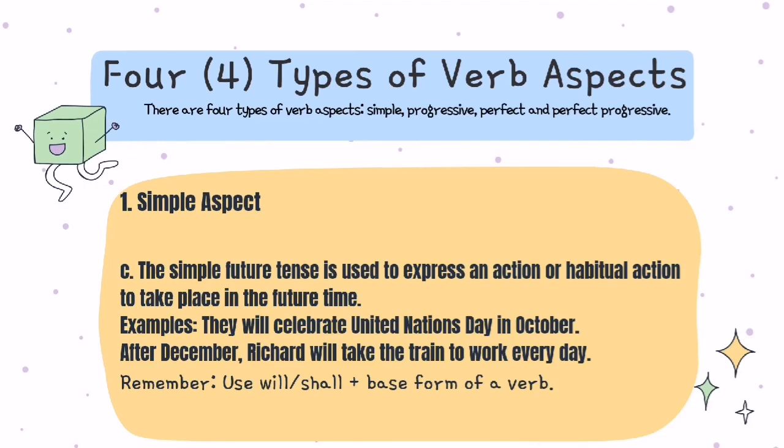Letter C in the simple aspect is the simple future tense. It is used to express an action or habitual action to take place in the future time. For example, they will celebrate United Nations Day in October. After December, Richard will take the train to work every day. So remember, use will or shall plus the base form of the verb. Will celebrate, and will take the train. So that is an example of a simple future tense.